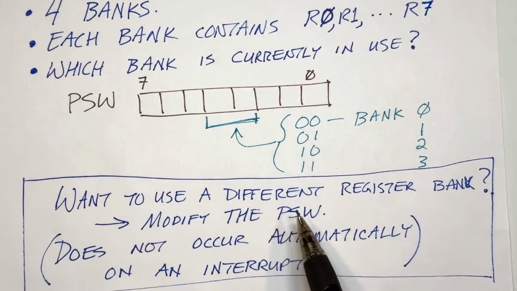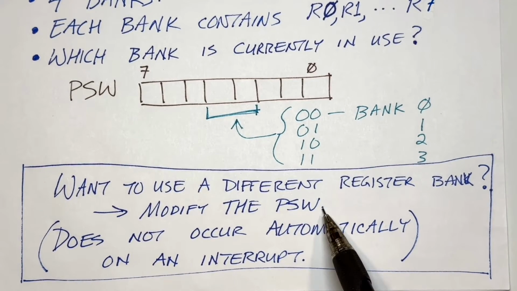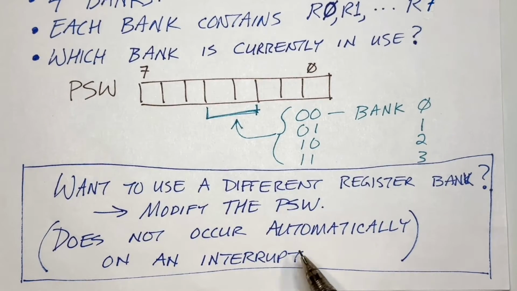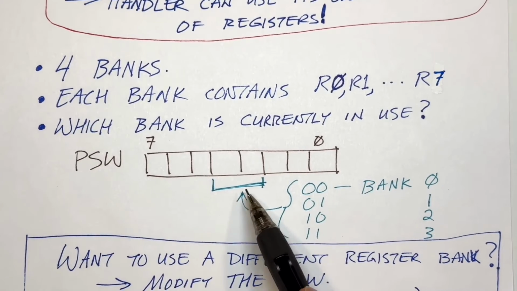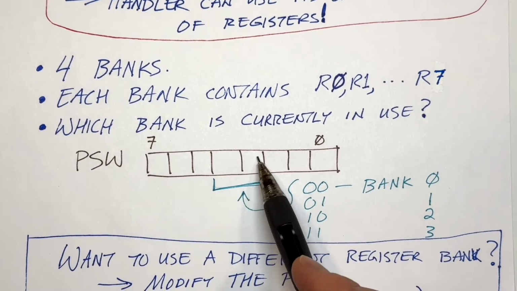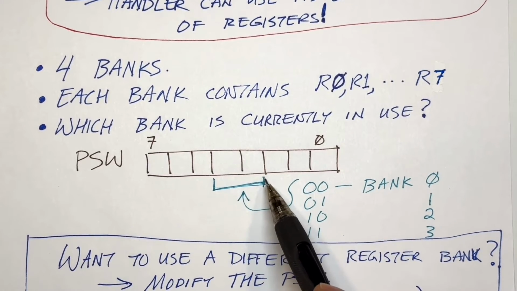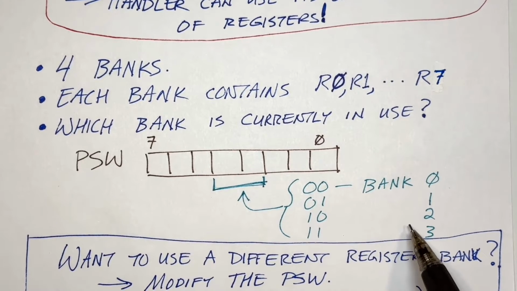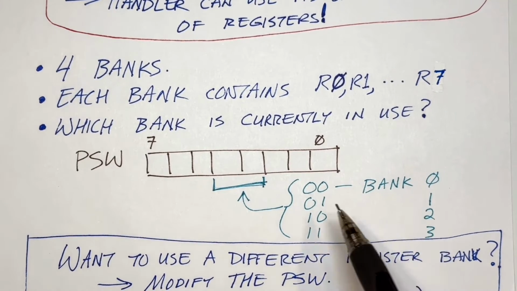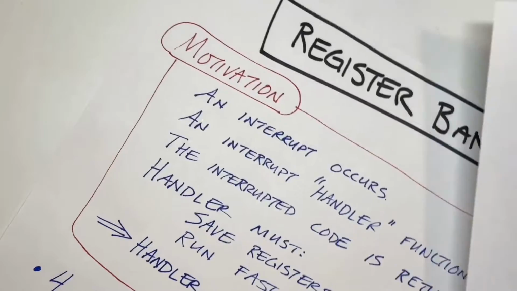And if you want to use a different register bank, well, the code has to modify the program status word. That doesn't occur automatically when an interrupt occurs. So most likely the first instruction of the interrupt service routine will be to modify these 2 bits here to select a different bank, and then it can store the accumulator and what other registers it might need into these storage locations. And then later, when we're ready to return, it can restore the program status word before it executes the return from interrupt instruction.